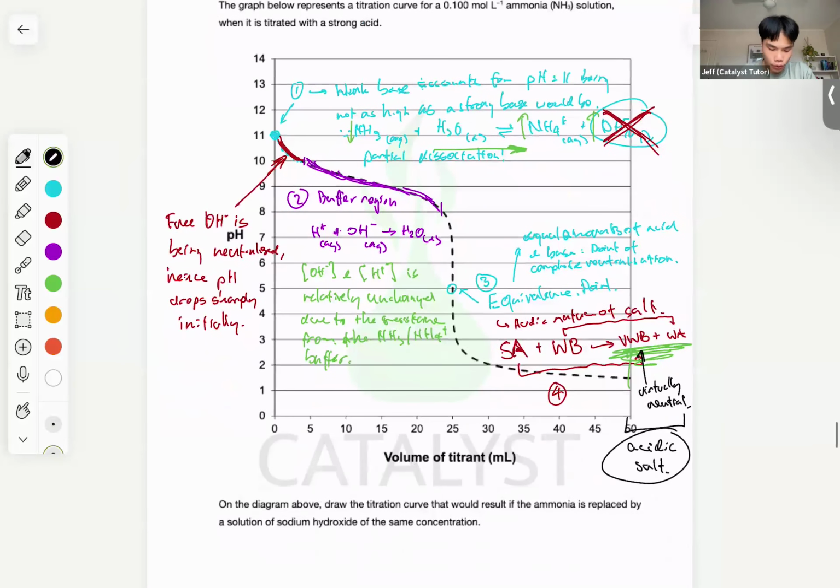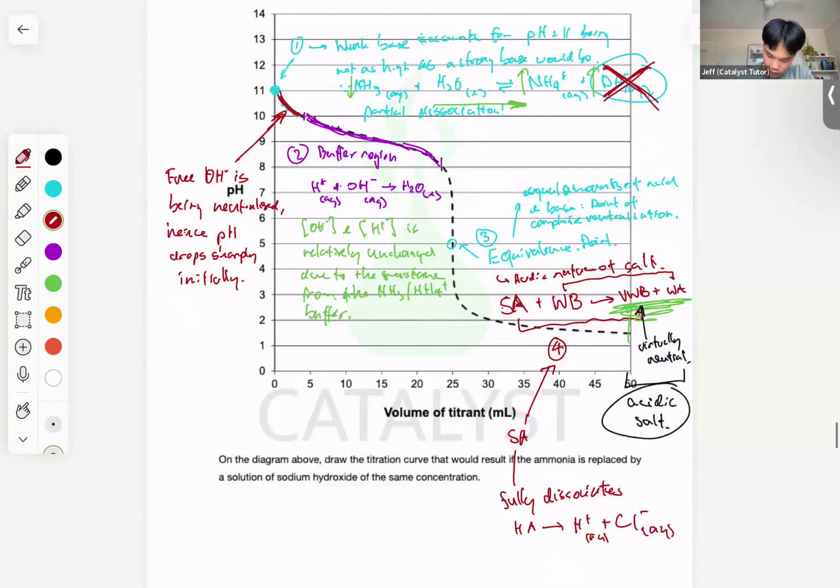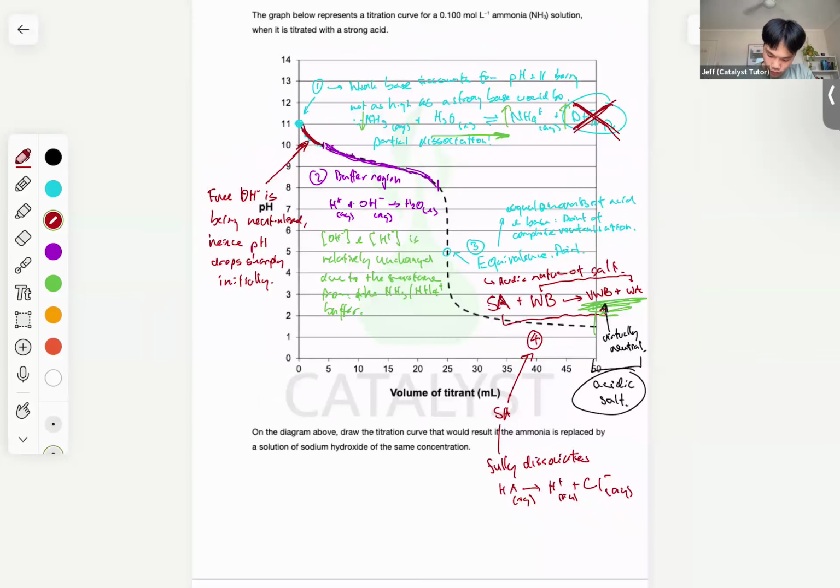Okay, and the final thing, point 4, we drop to a pH of about 1.5, and this is likely because we have that strong acid which fully dissociates. And if you wanted, you can include an equation, show that complete dissociation, going like so. Therefore, pH ends up low, around 1.5. Okay.